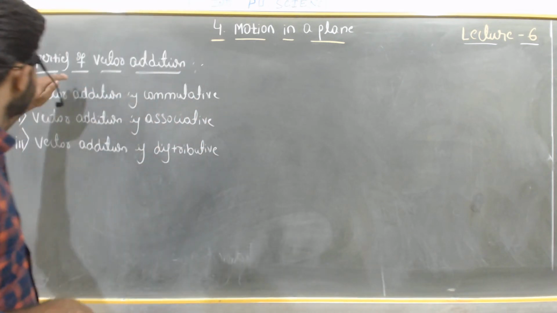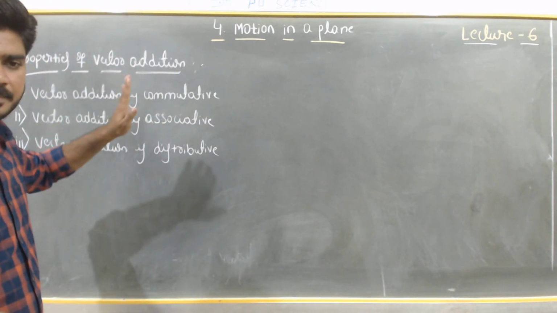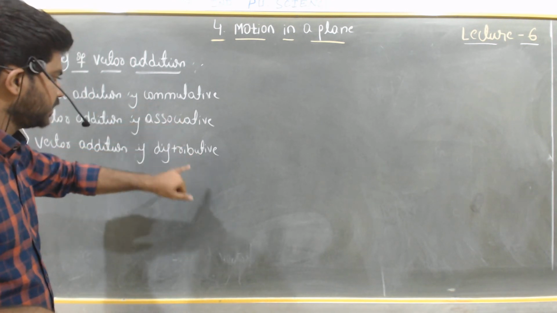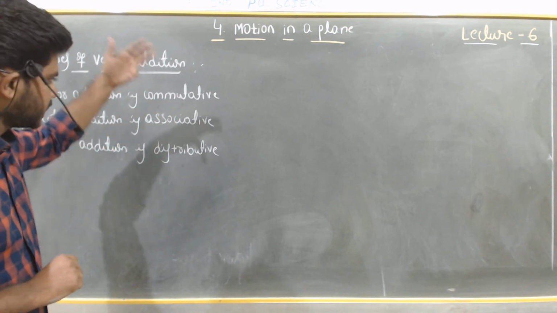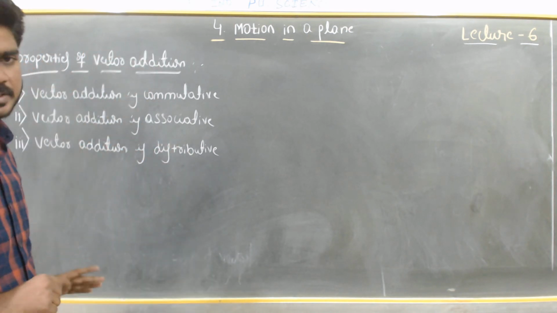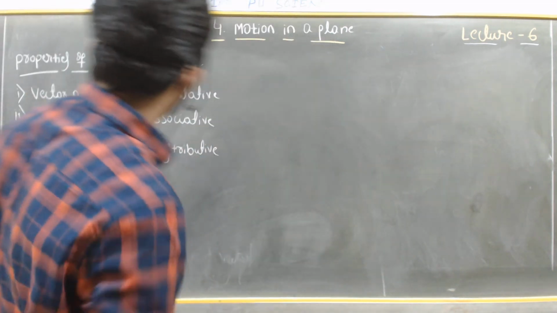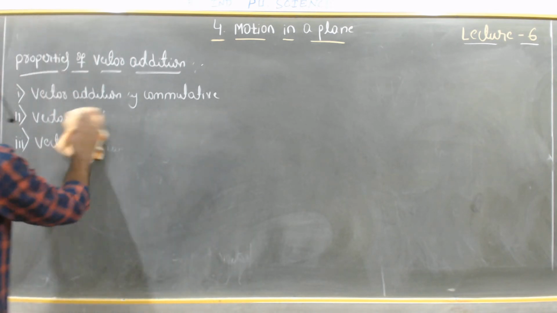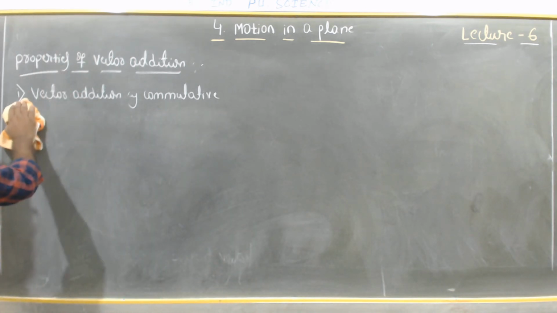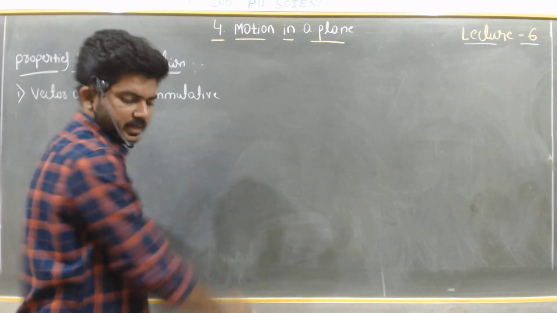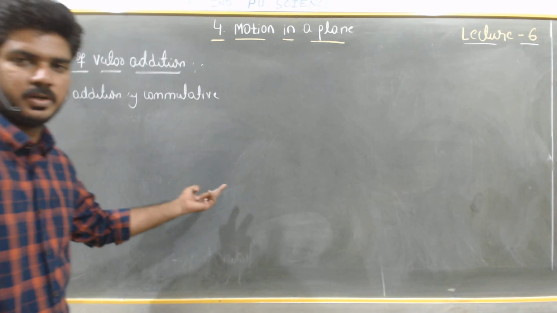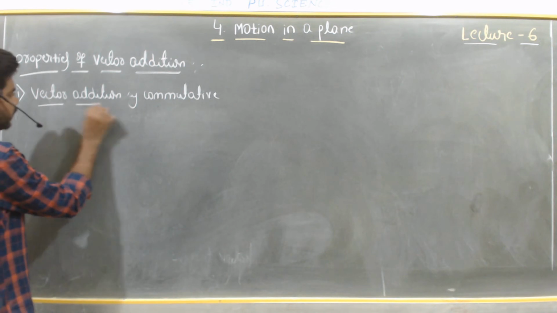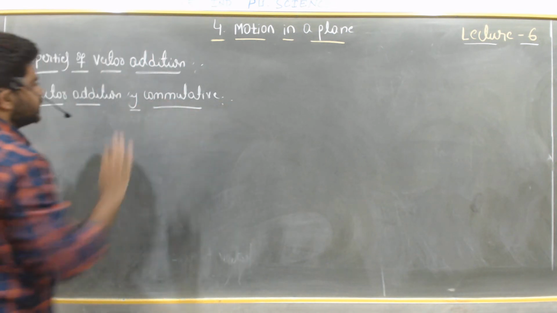Next we have the properties of vector addition. In that we have three: one is the commutative property, another is the associative property, and another is the distributive property. So these are the main three properties of vector addition, and we'll discuss them one by one. First we will discuss that vector addition is commutative. In exam also they may ask you to write or name the properties of vector addition. Simply you write these three: commutative, associative and distributive. So first we are going to discuss that vector addition is commutative.